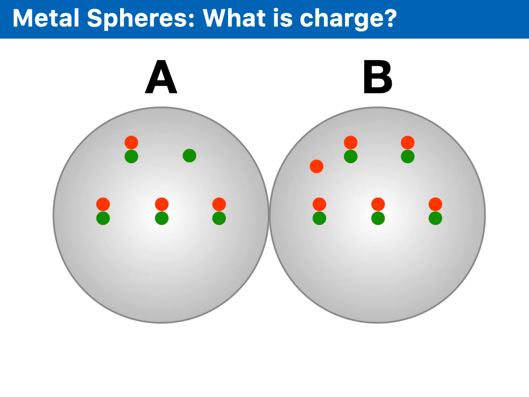So if we move another electron, sphere A has two more protons than electrons, so the charge is plus 2e. Now sphere B has an excess of electrons, more electrons than protons, so we say the charge is negative 2e.